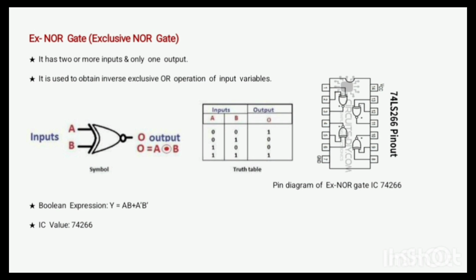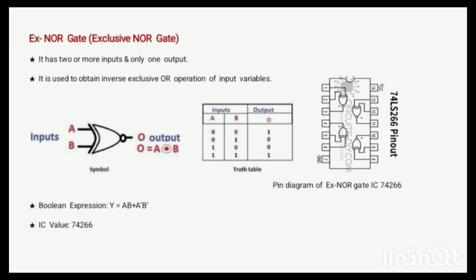This is the truth table of two inputs XNOR gate. When both the input is low, at that time output will be high. When both the input is high, at that time output will be high. Any one of the input is high, at that time output will be low.